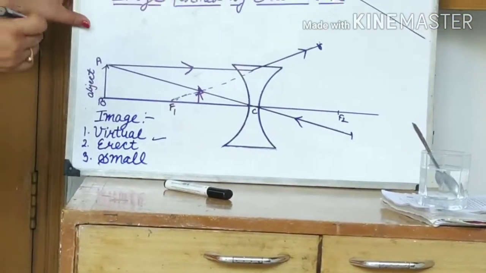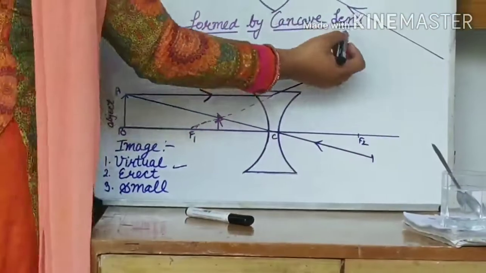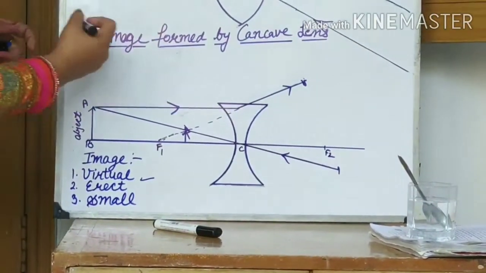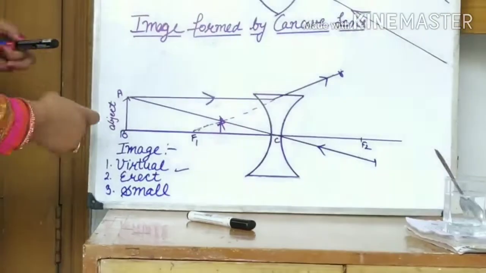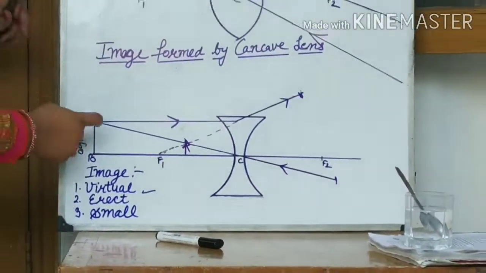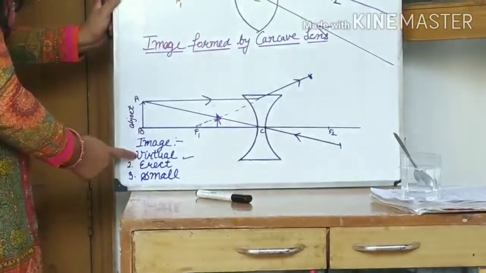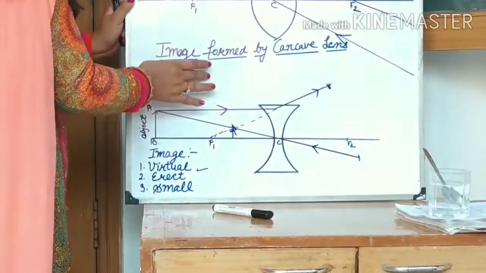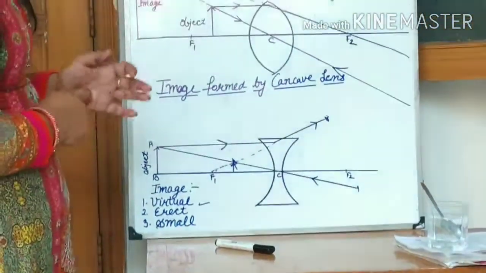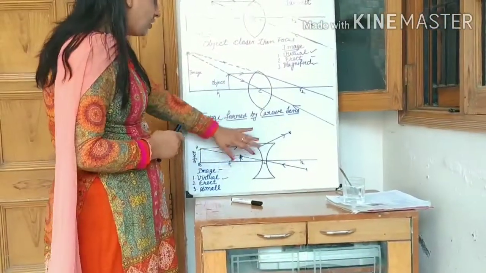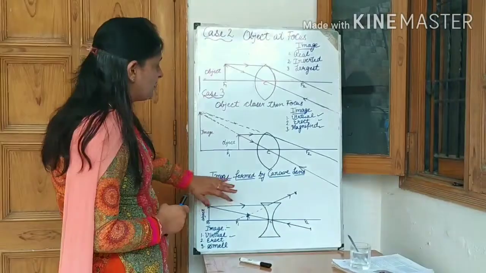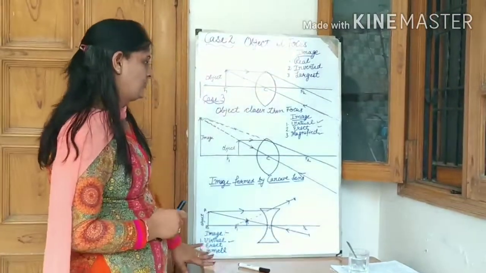So in case of the image formed by a concave lens, wherever the object is, the image formed is virtual, erect and small. And if I keep the object at focus, then also the same result will come. Wherever you keep the object, the image formed will be like this only.